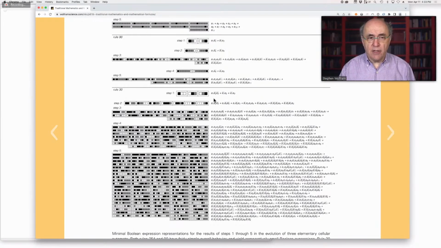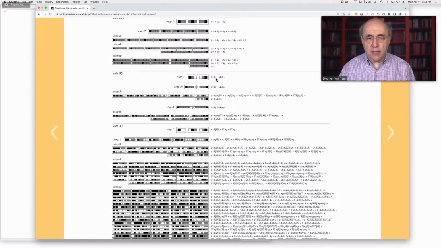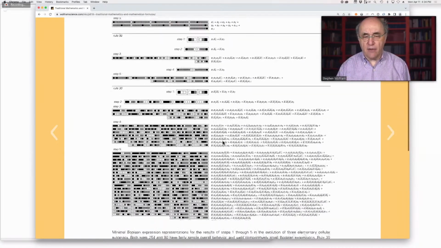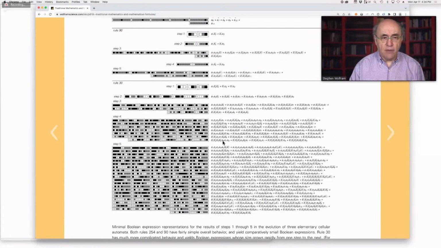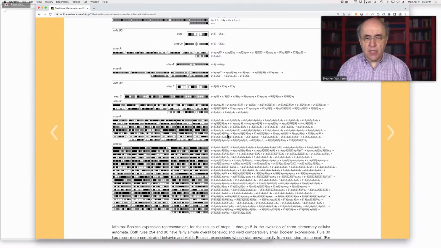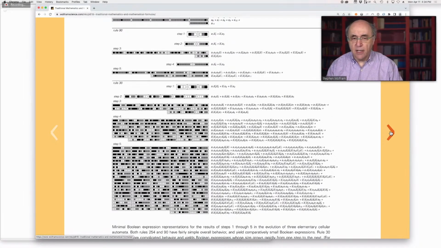So what we see here is that for something like rule 90, which generates a visually simple pattern, this Boolean function doesn't get much more complicated as you go through successive steps. But in rule 30, and this is a sign of computational irreducibility at work, you are producing a long sequence of Boolean functions that get rapidly, progressively more complicated. And that's a sign that the visual complexity cannot be cracked by using some Boolean function mathematical method.